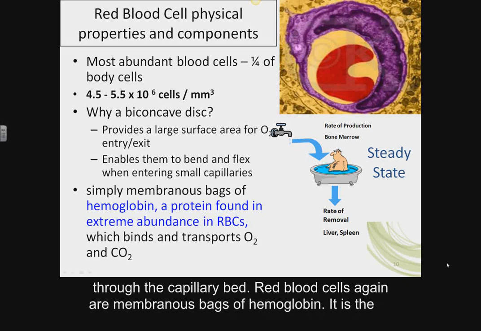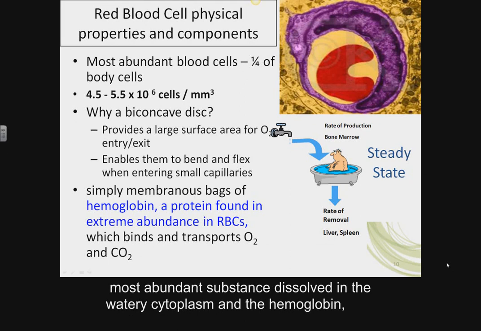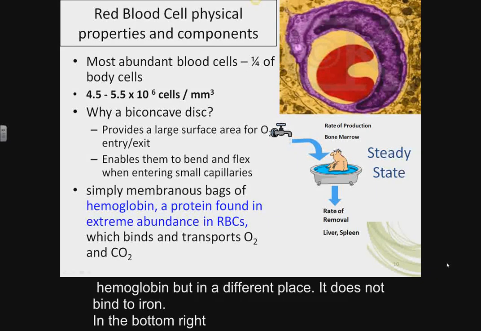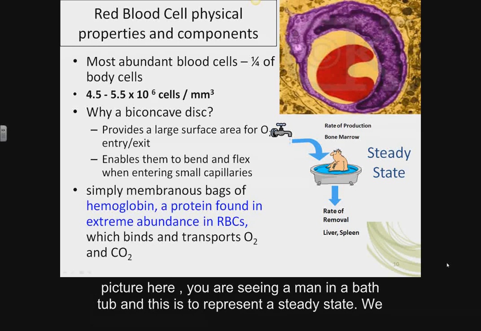Red blood cells, again, are membranous bags of hemoglobin. Hemoglobin is the most abundant substance dissolved in the watery cytoplasm, and the hemoglobin, as I said before, is going to help carry our oxygen. Carbon dioxide will also bind to hemoglobin, but in a different place. It does not bind to iron. In the bottom right picture here, you are seeing a man in a bathtub, and this is to represent a steady state.